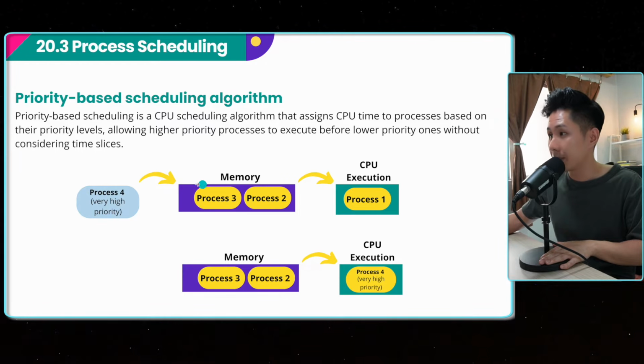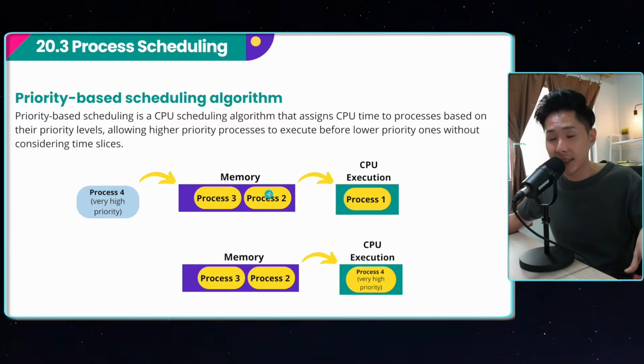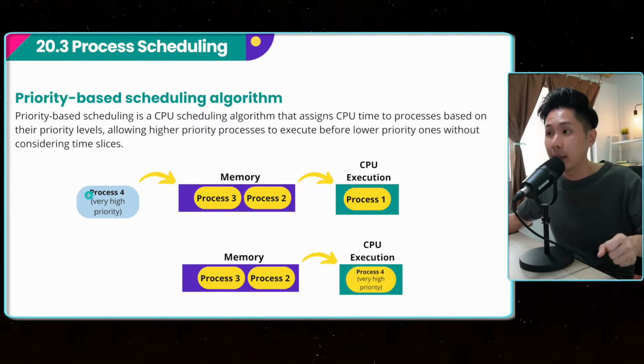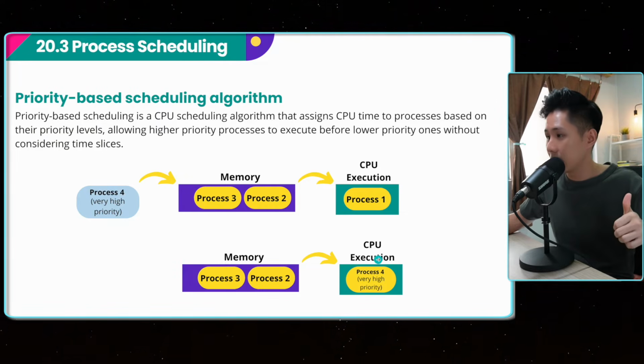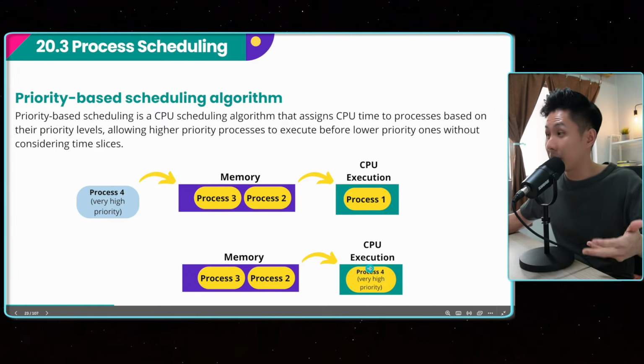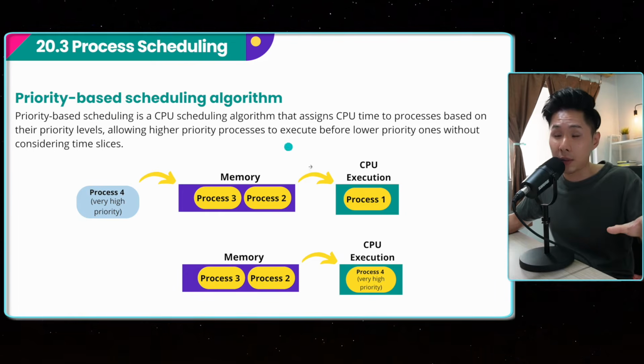So in this example, process 1 is running. Using the first come first serve model, process 2 should run next. But if process 4 has a very high priority, then in the next clock cycle, process 4 will get to run first instead of process 2. So that's the priority-based scheduling algorithm.